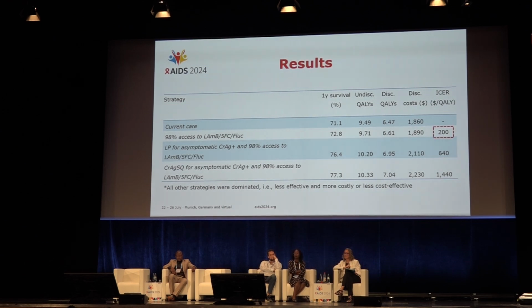Moving to cost effectiveness, the strategy that included further expanded access to liposomal amphotericin B, 5-FC, and fluconazole was quite cost effective, with an ICER of $200 per quality-adjusted life year compared to current care. And the strategy that included liposomal amphotericin B for CRAG positives with 98% access to an LP for asymptomatic CRAG positives and 98% access to liposomal amphotericin B, 5-FC, and fluconazole in all those diagnosed with CM was the preferred strategy at this threshold with an ICER of $640 per quality-adjusted life year.